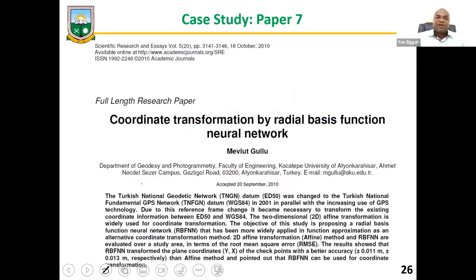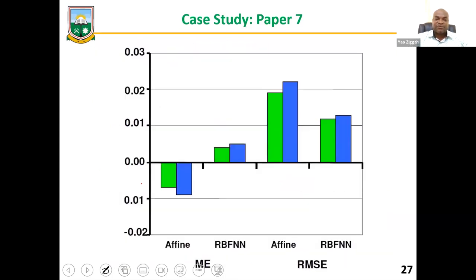There's another paper by Gulu again, which was written in 2010, in which he also considered the Turkish National Geodetic Network datum, the ED50 and then the WGS84. And at the end of the day, the radial basis function neural network that was used was able to approximate the data very well and give better transformation results.